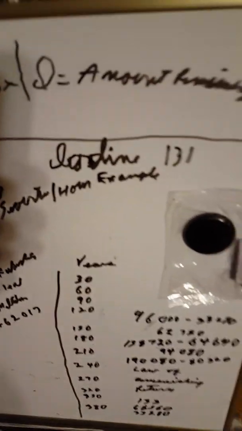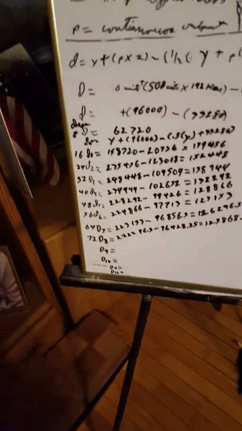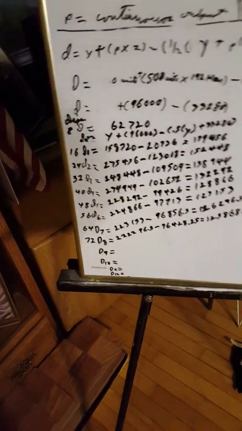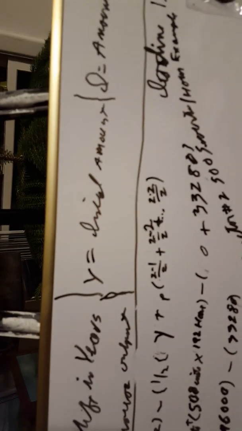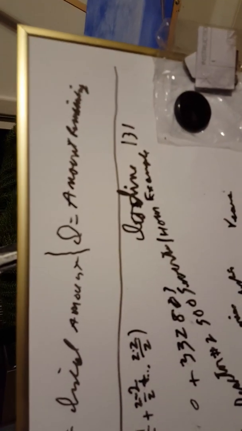As you can tell, I'm going to do this on iodine 131 to give you some idea of how quick it can go south. If you look at my equation, it's the same equation I've been using. Z equals half-life in years, P equals continuous output of the radiation source, Y equals initial amount of radiation, and D equals amount remaining.